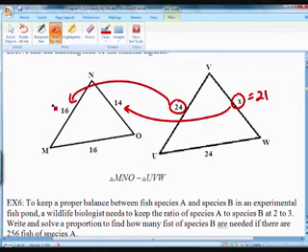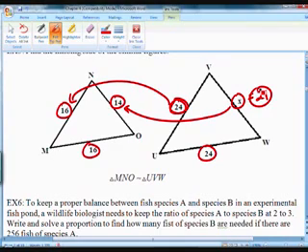And yeah, that's it. Do you see that it kind of goes together? 16 and 16, and then this side's a little bit smaller. 24 and 24, and this side, 21, is a little bit smaller.